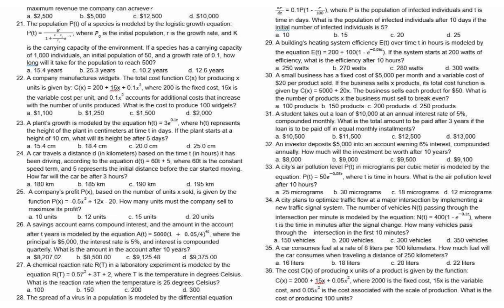36. The cost C of X of producing X units of a product is given by the function C of X equals 2,000 plus 5x plus 0.05x squared, where 2,000 is the fixed cost, 5x is the variable cost, and 0.05x squared is the cost associated with the scale of production. What is the cost of producing 100 units? So the answer is letter B.